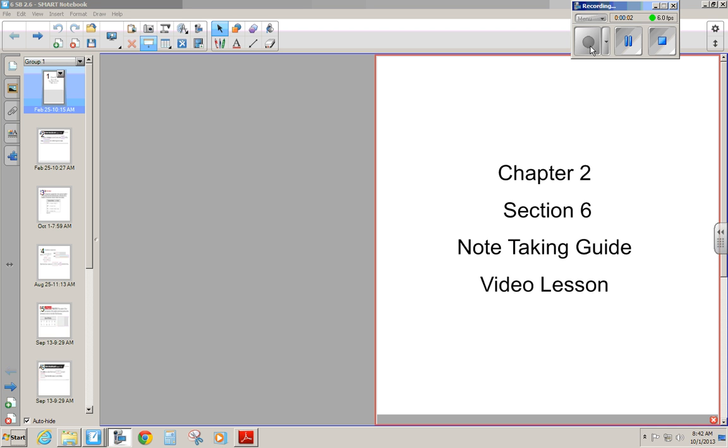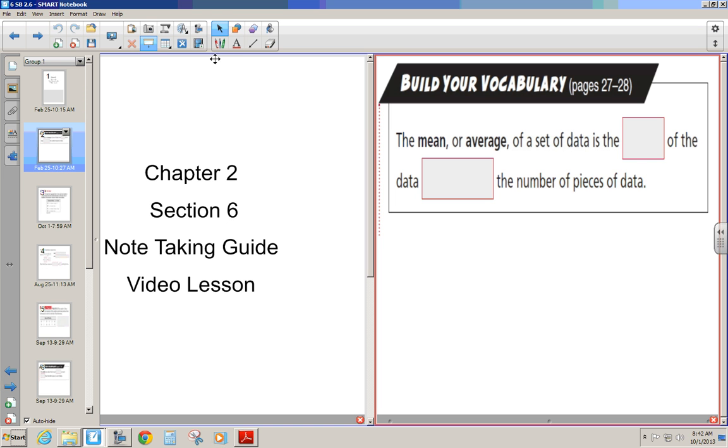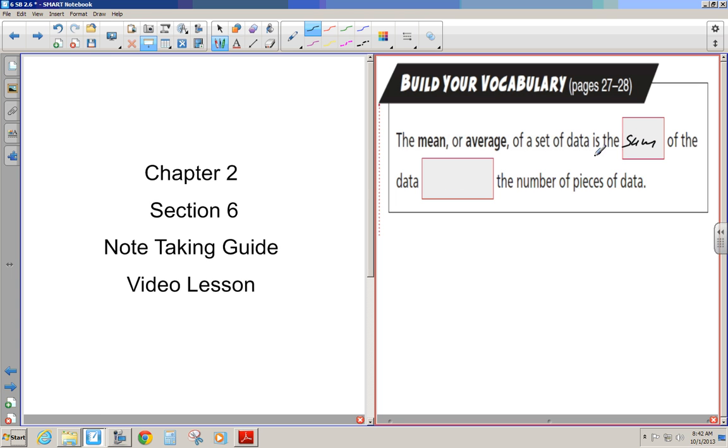All right, Math 6, Chapter 2, Section 6, entitled Mean. So the mean of a set of data is the sum of the data divided by the number of pieces of data.